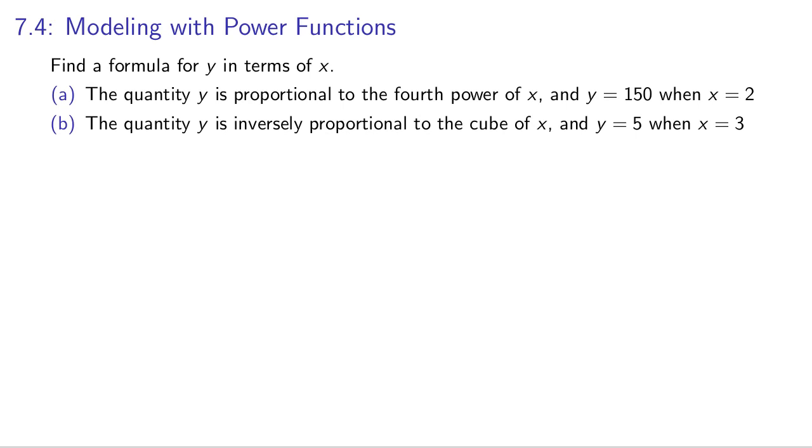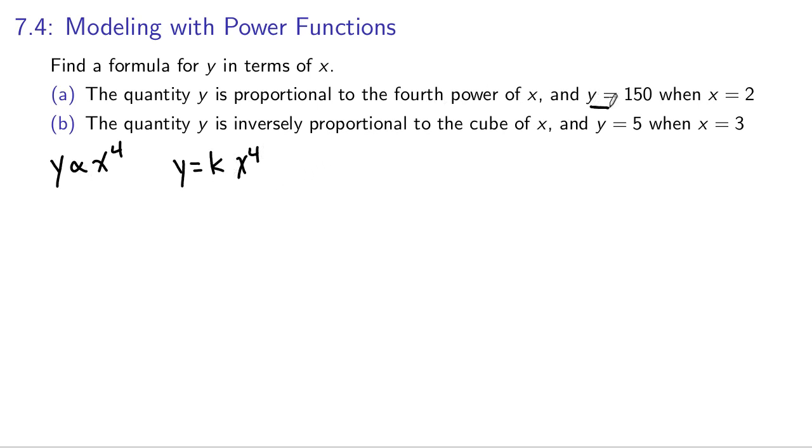First, let's practice. Find a formula for y in terms of x. A, the quantity y is proportional to the fourth power of x, and y is 150 when x is 2. So that tells us y must equal some constant times x to the fourth. Remember, proportionality was a shorthand for this.